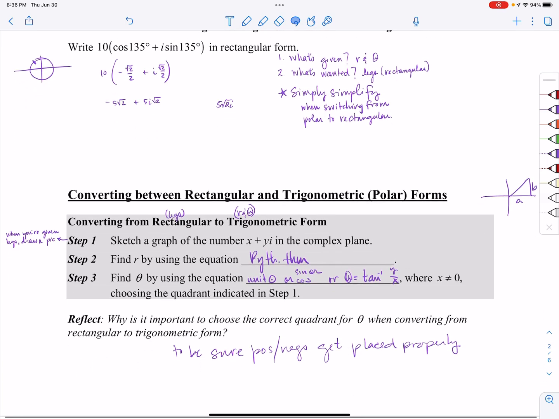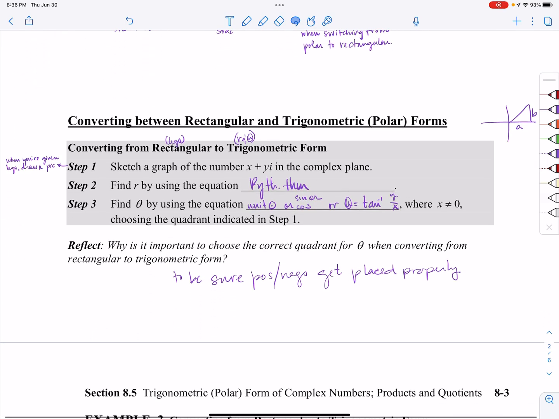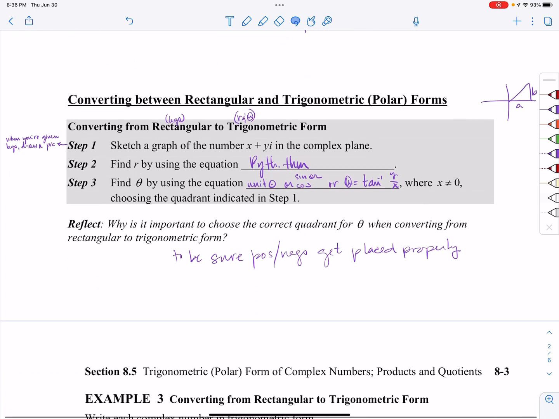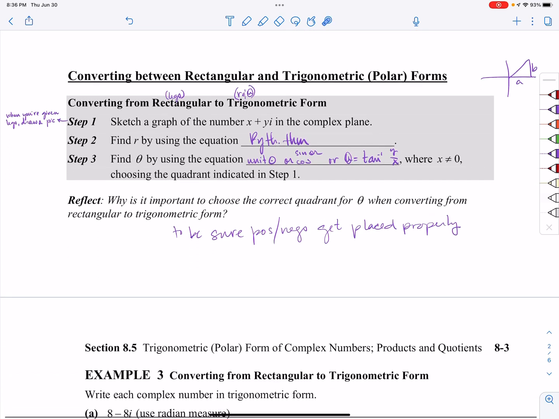All right, so when I'm converting between rectangular and polar forms, remember, rectangular is legs, trigonometric or polar form is r's and thetas. Step 1, sketch a graph. If you think about past videos, I keep saying whenever you have legs, draw a picture. Well, that's exactly what this is saying. Sketch a graph, draw a picture of the legs. Find your radius by using the Pythagorean theorem.